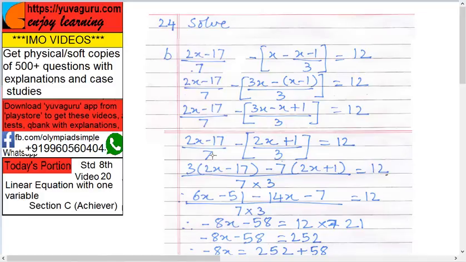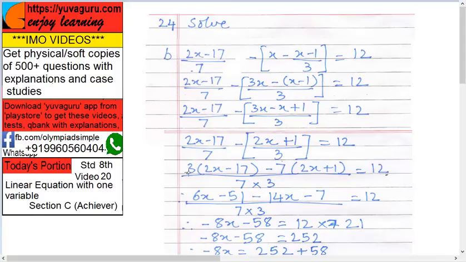So (2x minus 17) upon 7 minus (3x minus x is 2x, plus 1) upon 3. This bracket closed. Now we can solve these two. Why? Because here it was minus and the denominator was not common inside the bracket. Now it is common. So cross multiply with 3: 3 into (2x minus 17) minus 7 into (2x plus 1). Even if you remove the square bracket over here, it doesn't matter because the denominator is common now. And below, the denominator 7 into 3, 21 as it is, and 12 as it is.